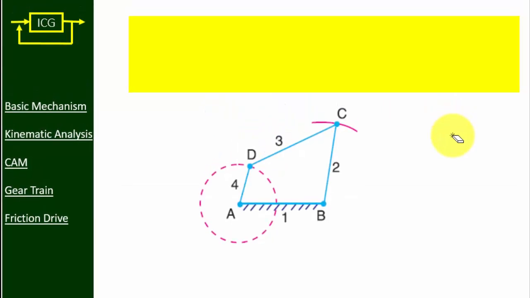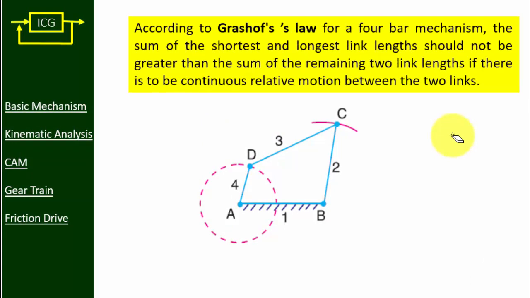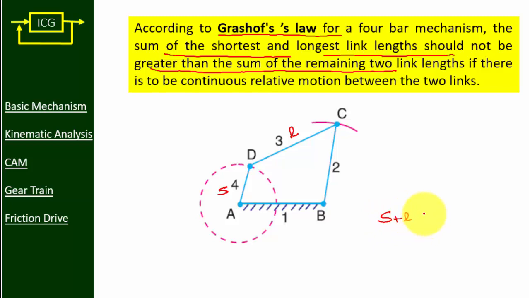Now we are going to see Grashof's law. First I will tell you Grashof's law, then I will tell you the application of Grashof's law. Grashof's law states that the sum of the shortest and the longest link lengths should not be greater than the sum of the remaining links. Here the shortest link is 4, the longest link is 3. So S plus L should not be greater than, which means less than or equal to, the remaining 2 links, P plus Q.